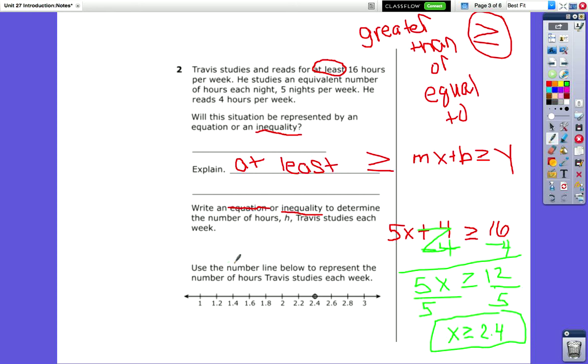Then I can go over here and use the number line to show. So x is the number of hours he studies each week. He is studying 2.4 hours each week, at least. At least. So we have the greater than or equal to symbol. So we're going to fill the circle in. And since it's an inequality, we have an arrow. And this little arrow right here is pointing to the right. So we're going to draw our line to the right.